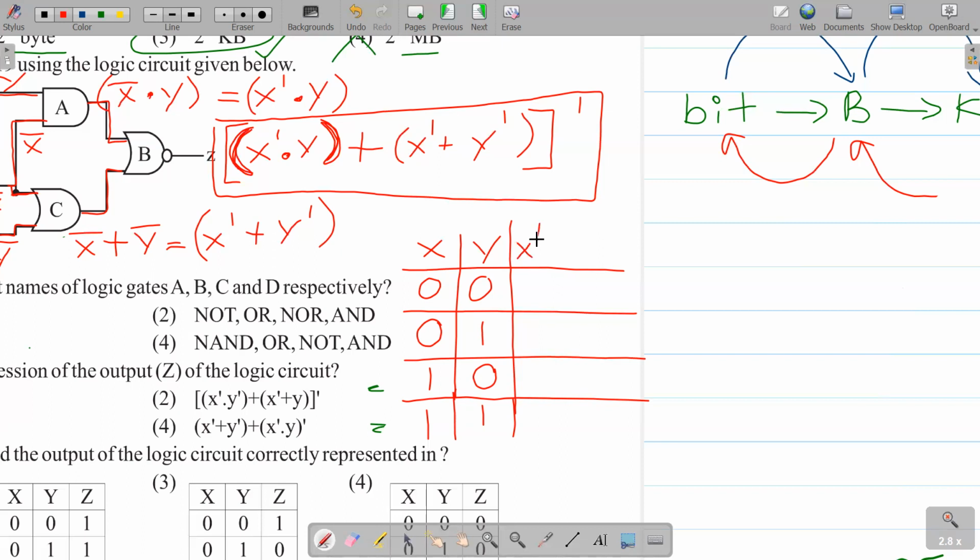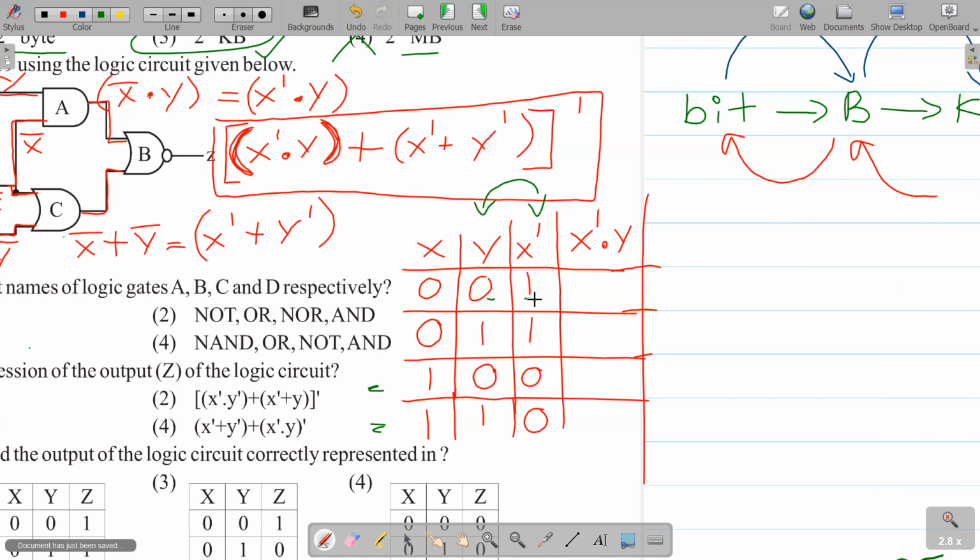So it is X dash. It can be represented as 1, 1, 0, 0. Then I can create X dash dot Y by considering the X dash column and the Y column, right? These 2 things, so I'm multiplying those 2. So 0 into 1 is 0, 1 into 1 is 1, 0 into 0 is 0, 1 into 0 is 0.